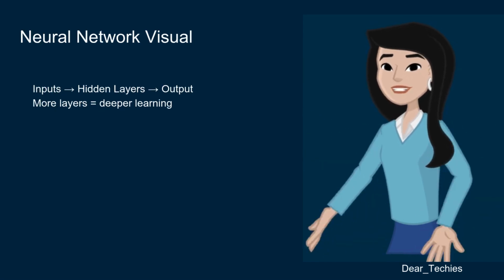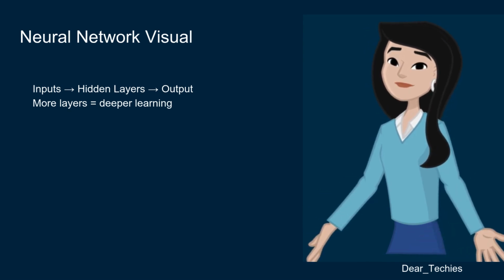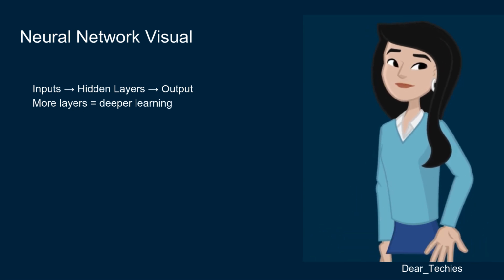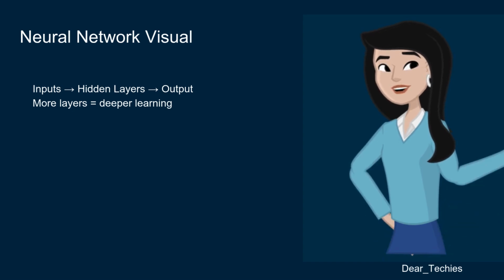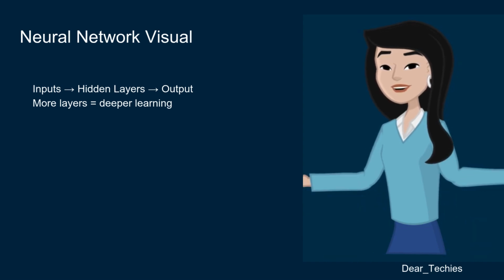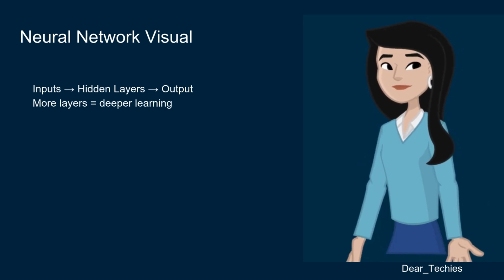Neural networks are the heart of deep learning. They contain multiple layers: input layers, hidden layers, and output layers. When the network has many hidden layers, we call it a deep neural network, which is why the name deep learning came. Each layer learns something deeper, like edges, shapes, objects, and meaning.